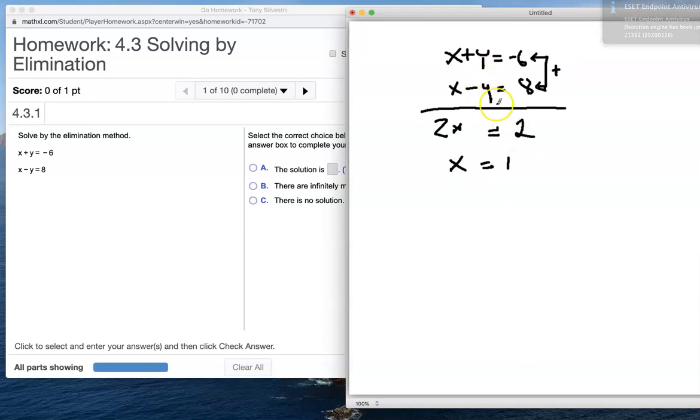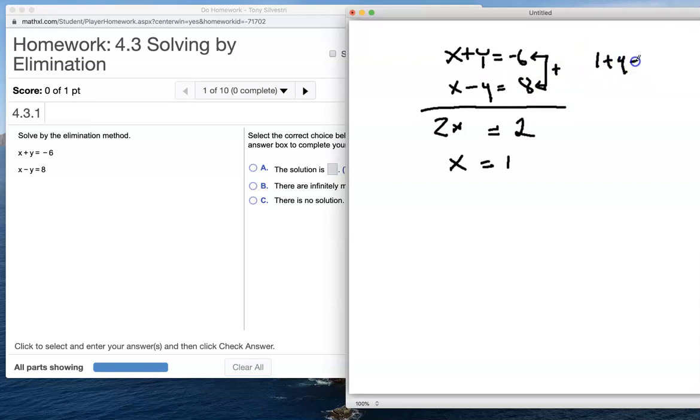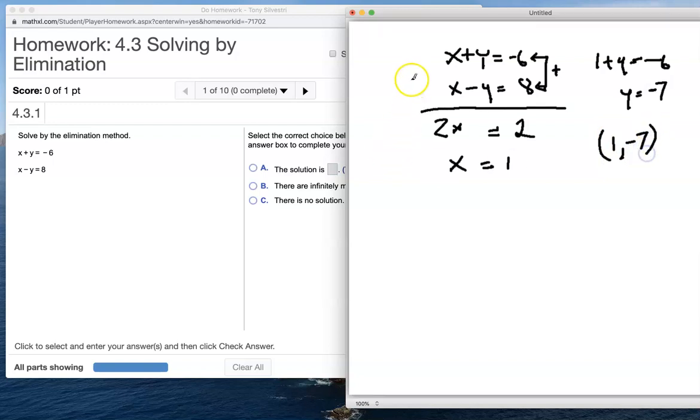Now to get the y, you've got to take this 1 and plug it into whatever equation looks the easiest. I'm going to go with the first one. I don't know, because I see the plus sign. I guess I'm a positive guy, and I want to go with the plus sign. So what you're going to do is plug in x is 1, plus y equals negative 6. And if I subtract 1 from both sides, I get negative 7. So the point that solves both equations is 1, negative 7.